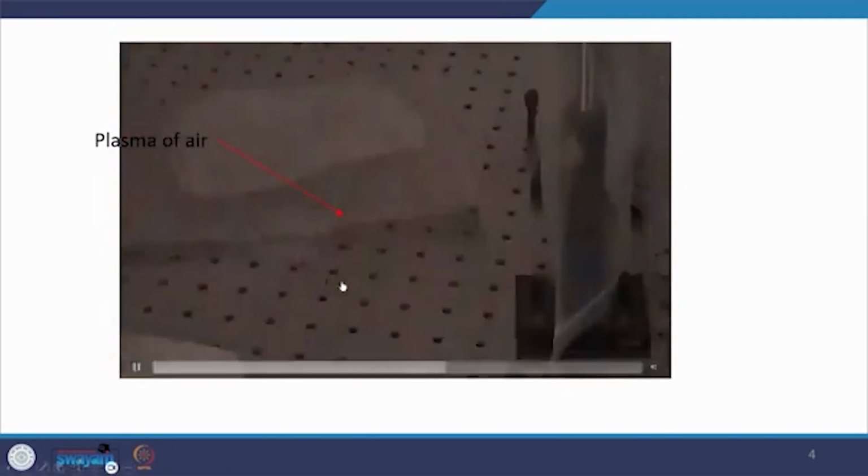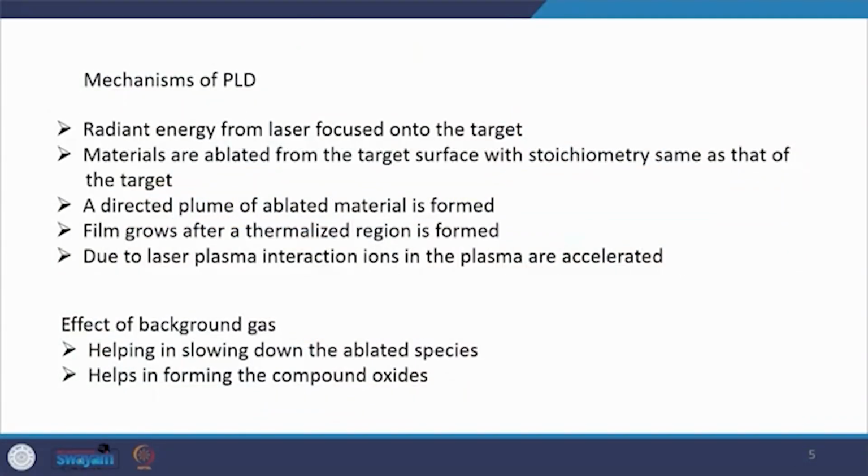Now with this introduction, slowly I will go into more detail of the deposition procedure, of the laser produced plasmas and the pulse laser deposited thin films. So, what is the mechanism of pulse laser deposition? First of all, your laser beam should be focused onto the target, as I have already mentioned. A huge amount of energy will be focused onto a small area.